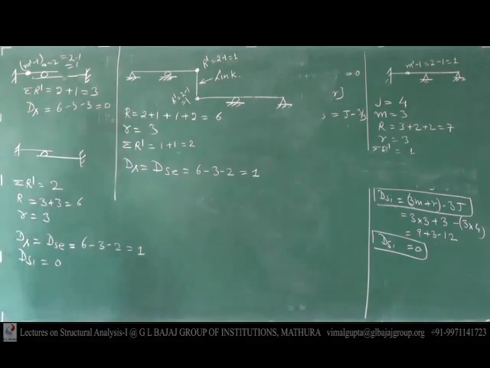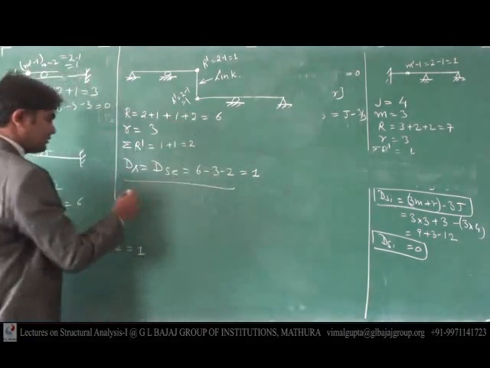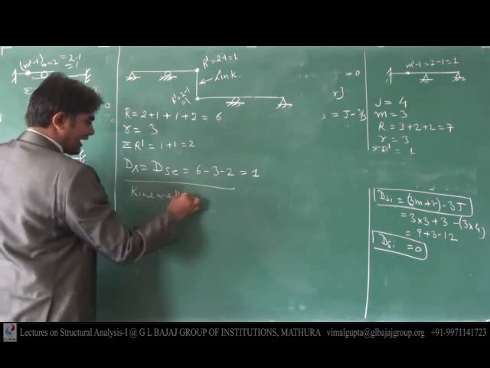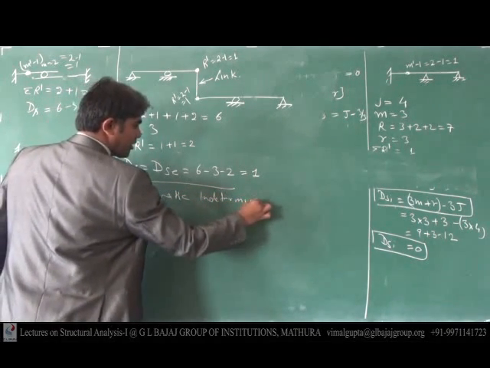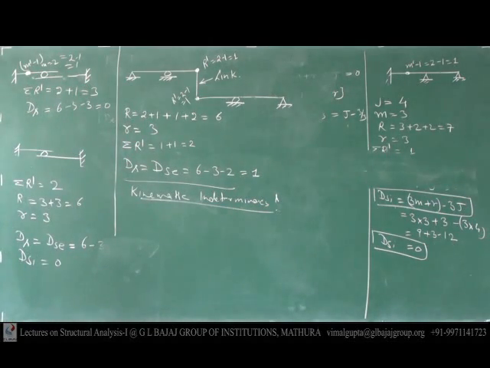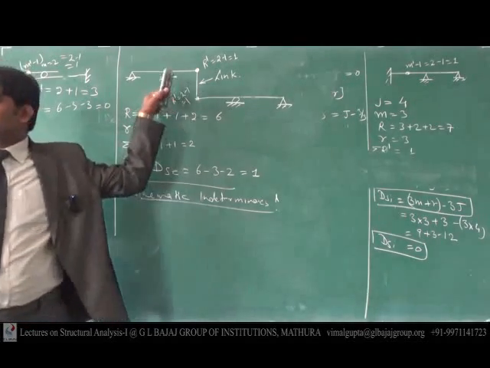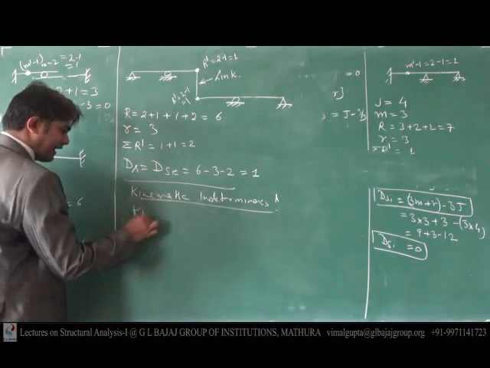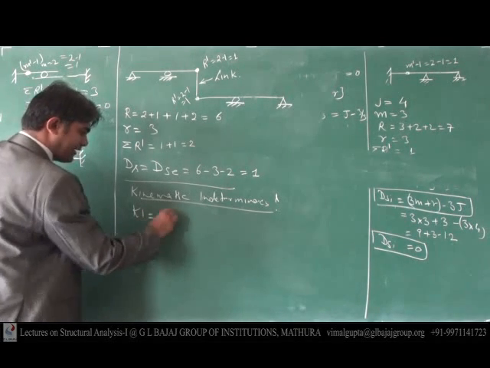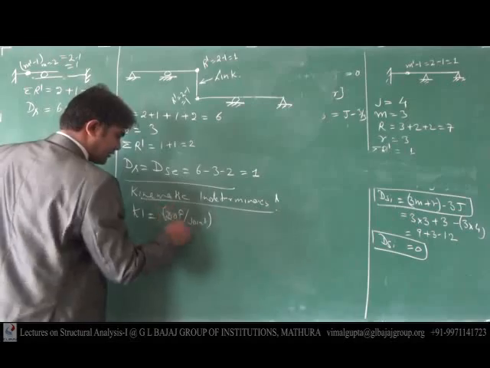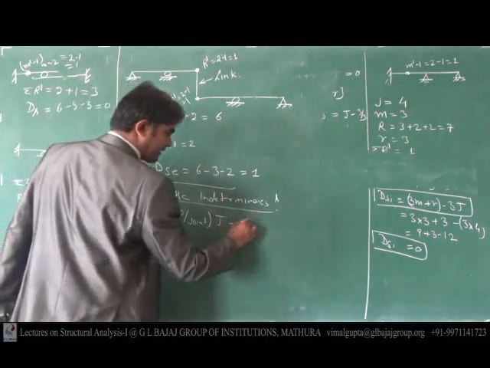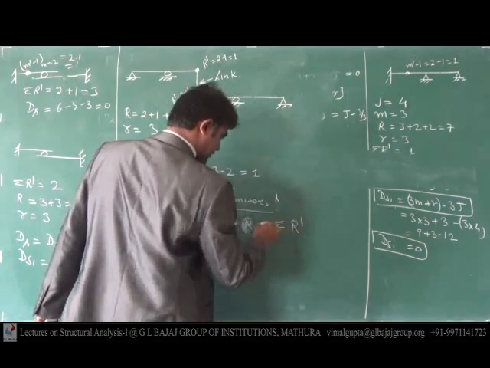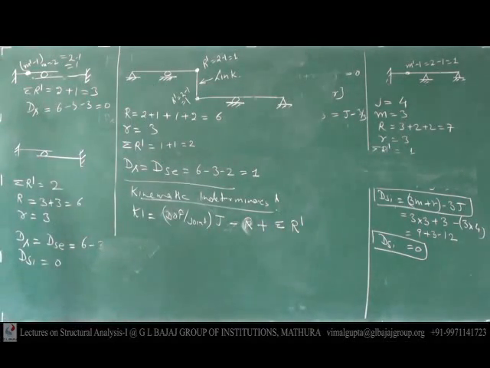Clear? Any doubt? Can you tell me what is degree of freedom, kinematic indeterminacy? Can you tell me what will be the kinematic indeterminacy for that beam? Kinematic indeterminacy, I have told you, is number of degrees of freedom per joint into J, minus number of restraints, plus R dash.